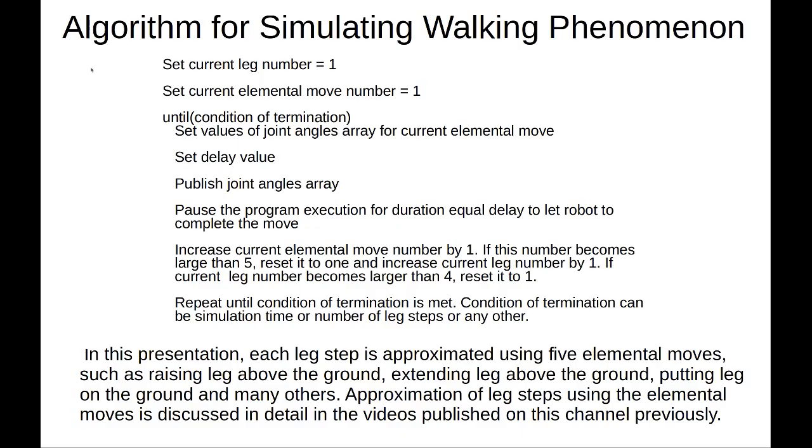So, to simulate the walking phenomenon, the programmer first needs to set the current leg number to 1, and then set the current elemental move number to 1. Then the programmer needs to define a loop using, for example, an until statement, and to specify the condition of termination.